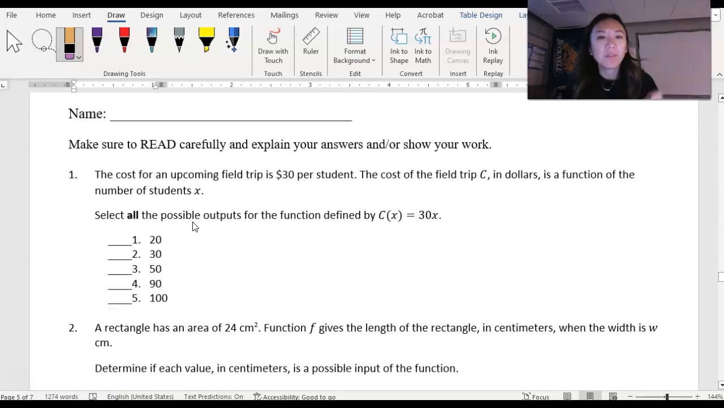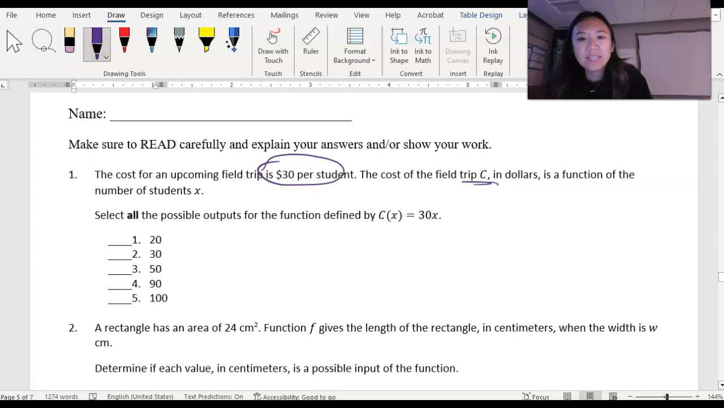So the cost for an upcoming field trip is $30 per student. The cost of the field trip C, so this is the function C in dollars, is a function of the students X. That's the input. So input is X, the number of students. And then the cost is our function. Select all possible outputs for the function.